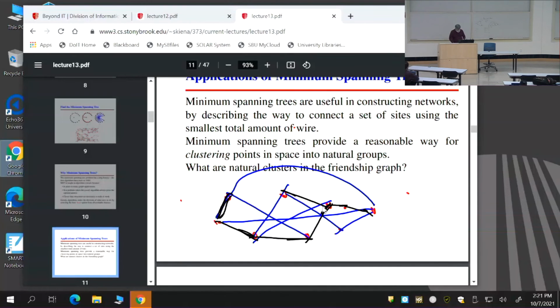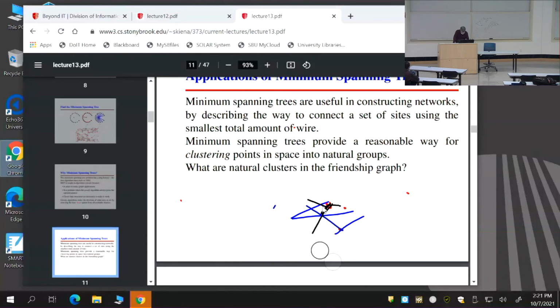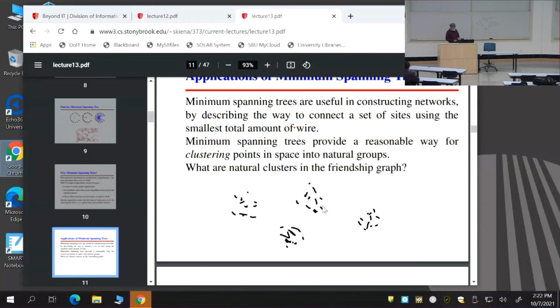Let me tell you about another minimum spanning tree-like problem that comes up in analyzing data a lot. I teach a data science class at the graduate level. And one thing that you often want to do is to cluster data, to see when there's patterns in the data. Now, how many clusters of points do you see?